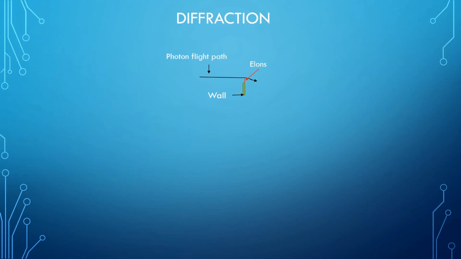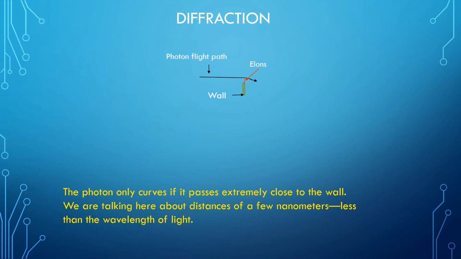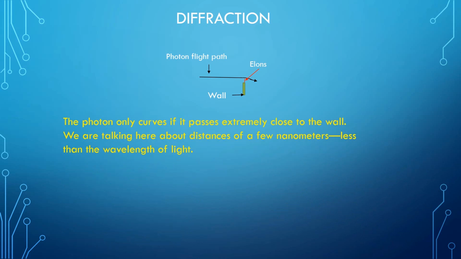The photon's electric fields are virtual elastic strings that I refer to as elons. Elon anchors are responsible for refraction, and they are also responsible for diffraction, as shown in the next slide. Here we see a photon zipping along through space, but when it passes by something solid, it curves. However, the photon only curves when it passes extremely close to the wall. We are talking about distances less than a few nanometers, less than the wavelength of light.